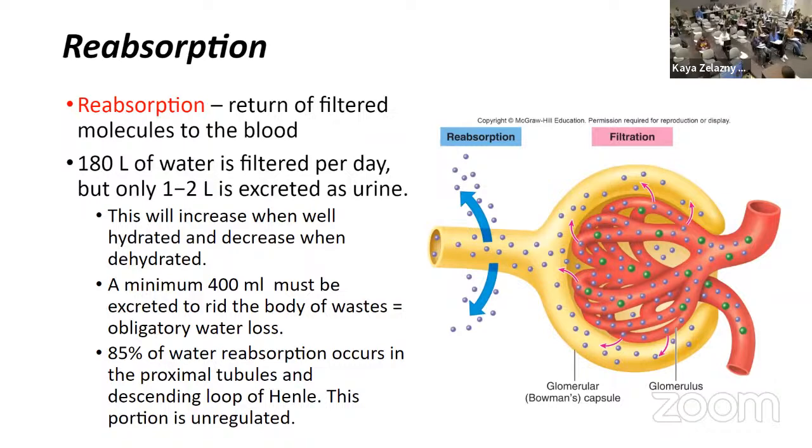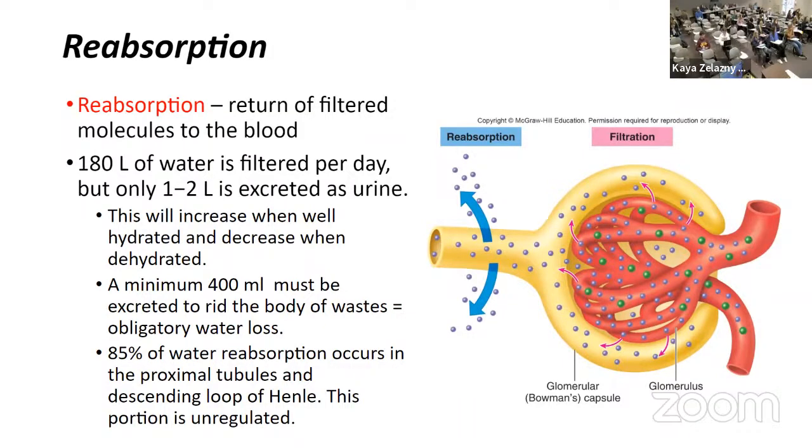Okay, so it's super important because we are filtering a lot of plasma through the nephron, through the kidney. 180 liters of water is going through per day. You are only excreting 1 or 2 as urine, which is good because you do not have 180 liters of water in you at any given time.